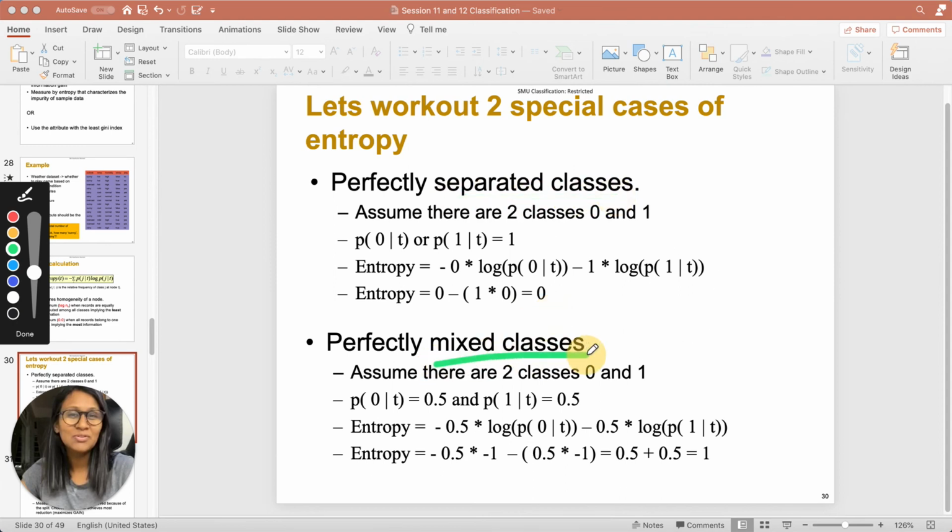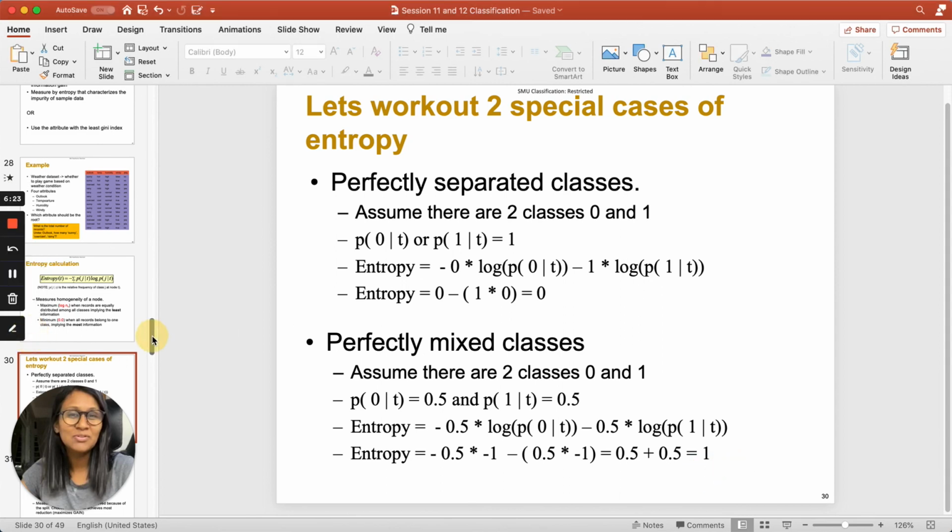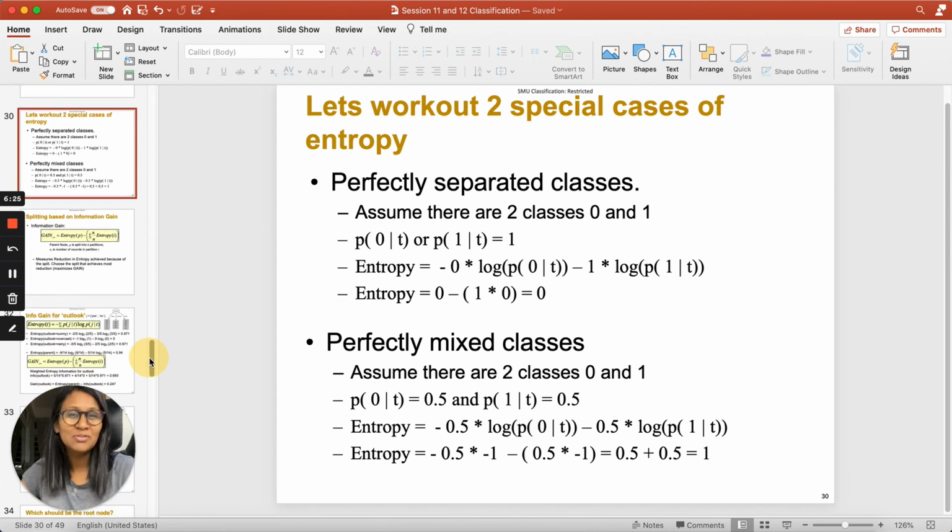For a perfectly mixed class node, Pjt is going to be 0.5, or 1 upon 2, for P0t, and P1t will also be equal to 1 upon 2. When you plug into the formula, it will be easy to see that the entropy turns out to be 1, which is the maximum entropy for a binary class example. So the maximum entropy here for a perfectly mixed class is going to be equal to 1. These are the two examples, and I'm going to go over the formula of information gain in the next video.